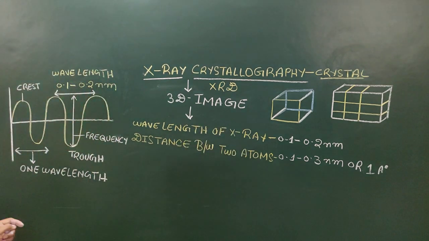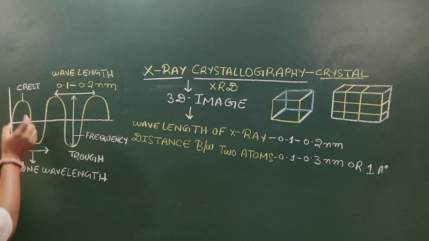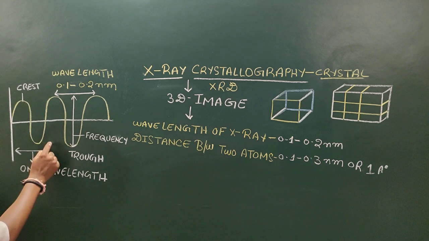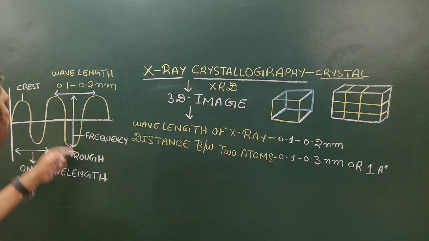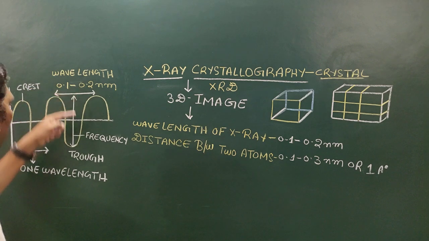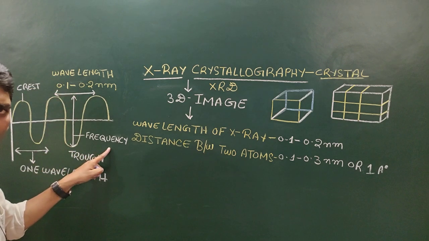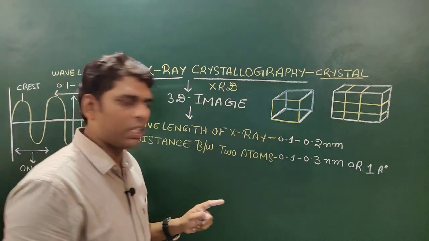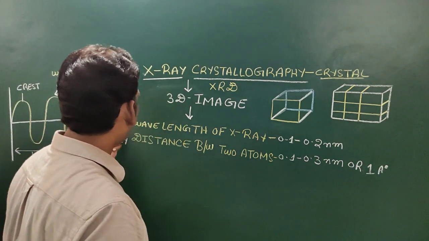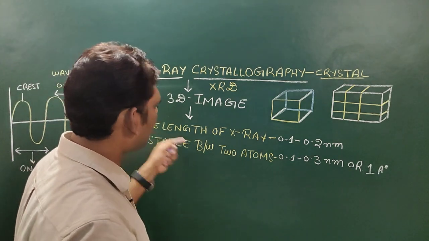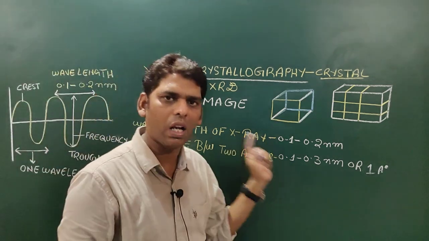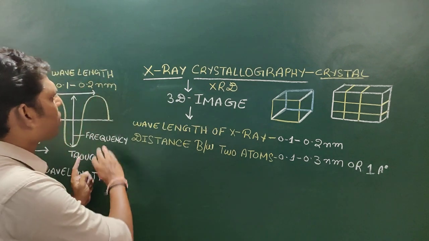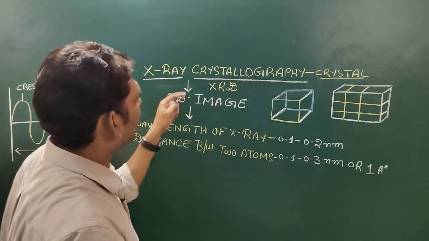Okay, now students, one crest and one trough complete one wavelength. Okay, and the distance between one crest and one trough is known as frequency. Okay friends, so now you are able to understand what wavelength is and how it is related to the distance between two atoms and how this property is used in X-ray crystallography. Okay friends, so students, this is all about the X-ray and the crystal.